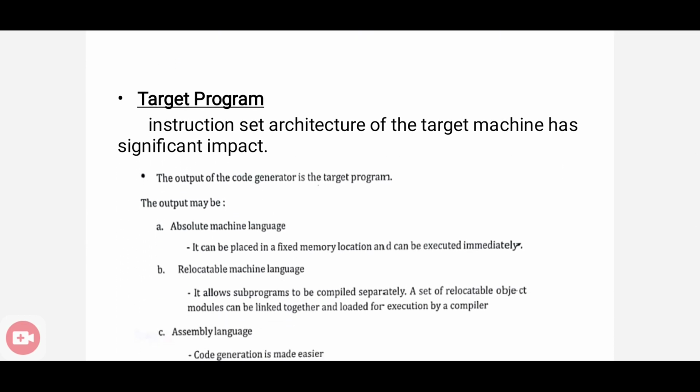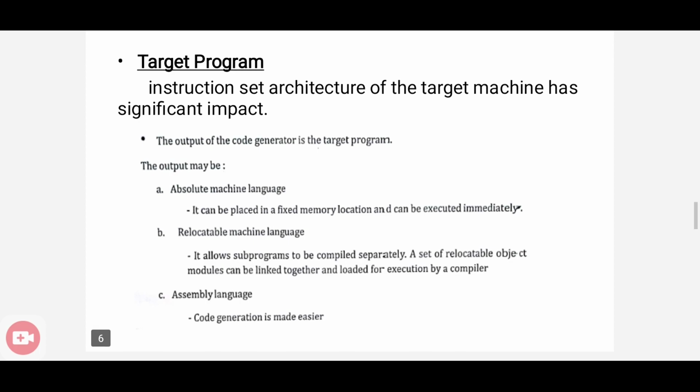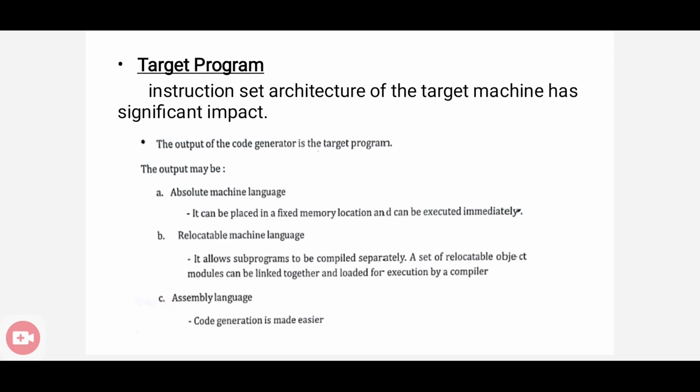And the second design issue is the target program. The instruction set architecture of the target machine has a significant impact on the design of a code generator. The output of the code generator is the target program. It may be in the form of an absolute machine language, a relocatable machine language, or an assembly language. So the target program can be represented in a number of ways. So it is also a design issue in the code generator.